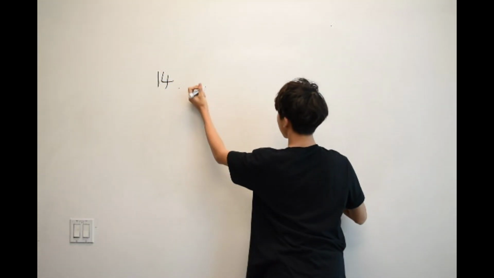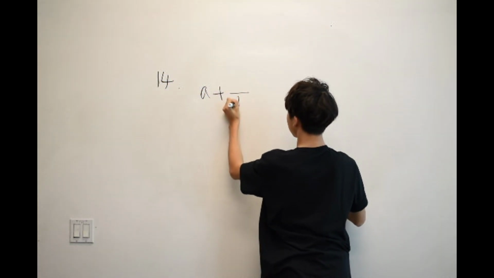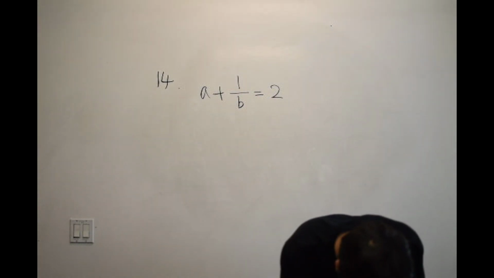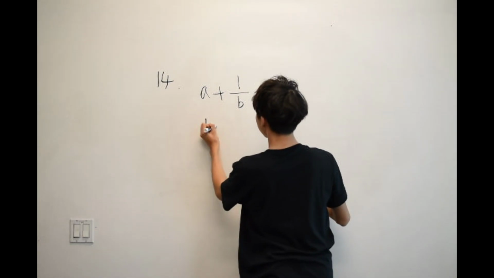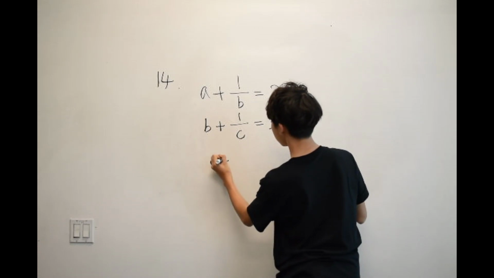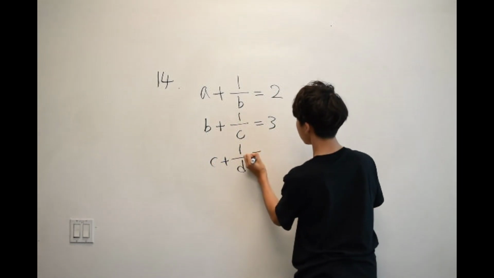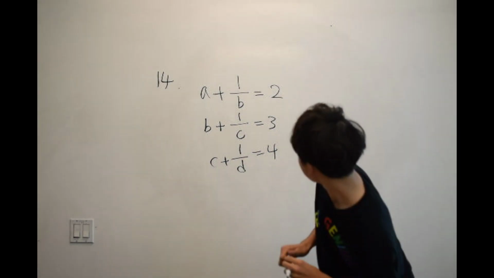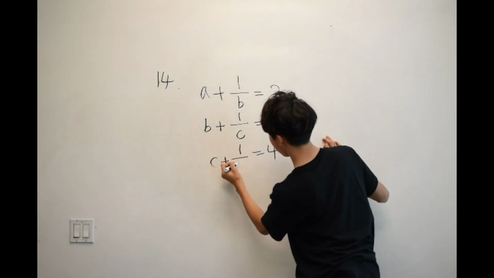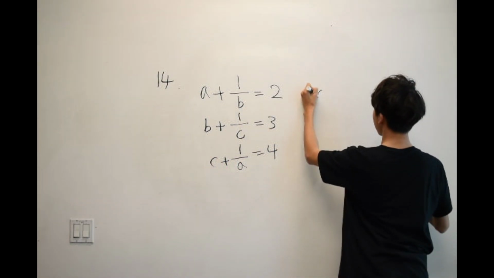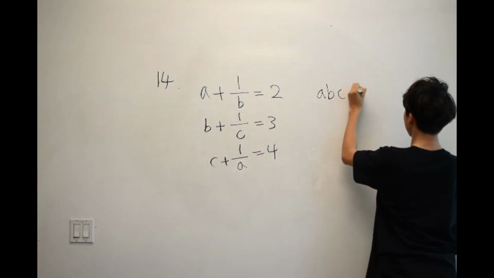Number 14. It said A plus 1 over B is 2. B plus 1 over C is 3. And C plus 1 over D is 4. We're trying to find C plus 1 over A.